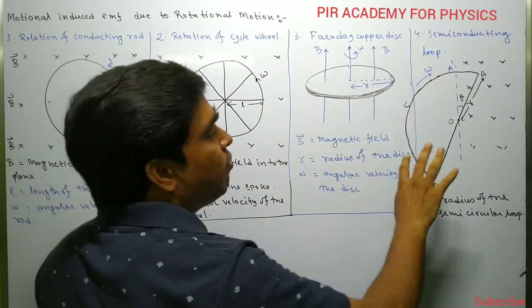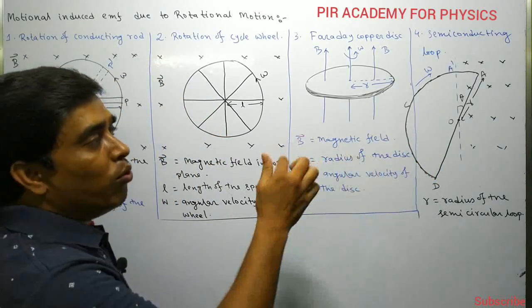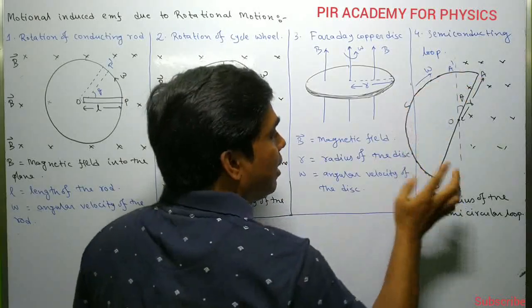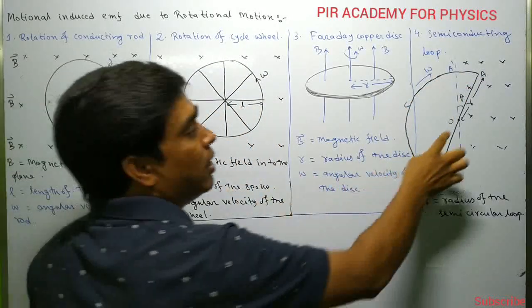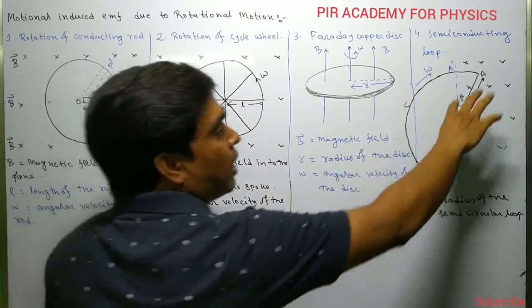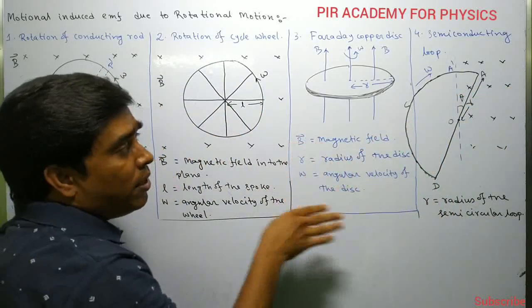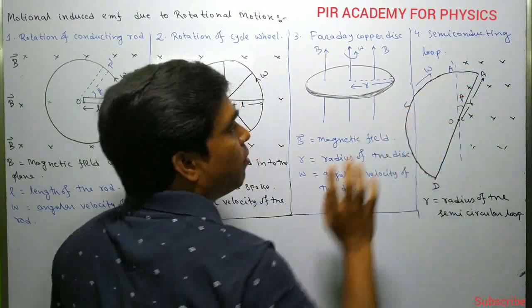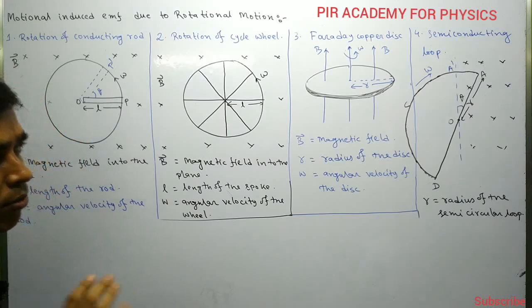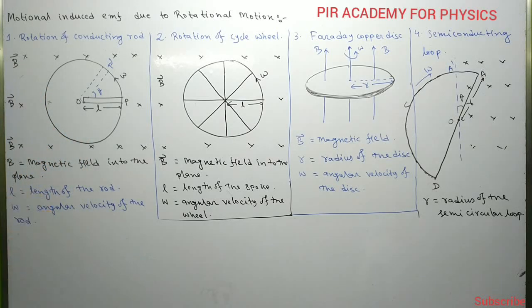Number 4 is if I rotate a semicircular loop. Here is ACD, a semicircular loop of radius R in a magnetic field B, then what will be the current induced by this semicircular loop? This is the fourth case.